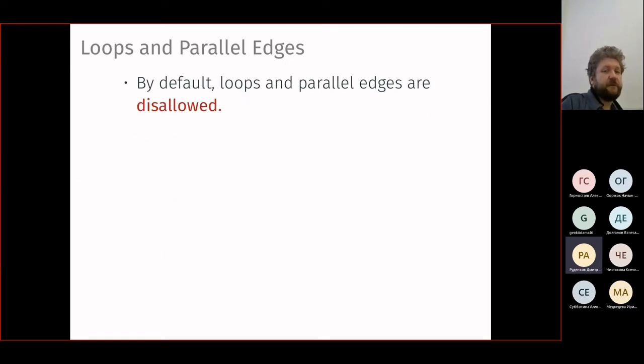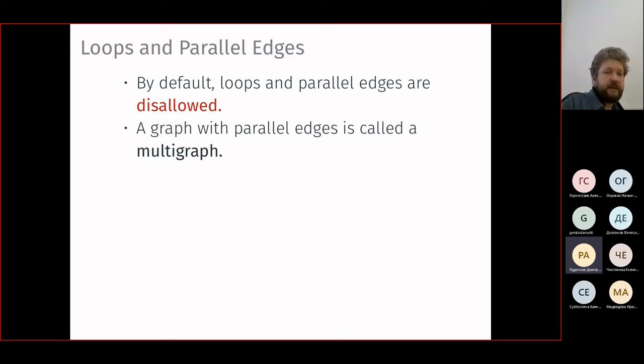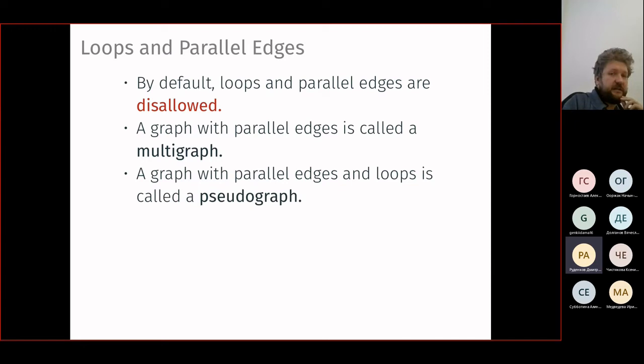And by default, loops and parallel edges are disallowed. If we are talking just about a graph, usually we disallow loops and parallel edges. If they are allowed, then we just specifically say so. A graph with parallel edges is called a multigraph, and a graph with parallel edges and loops is called a pseudograph. I introduced this terminology for you, if you read literature. In Russian, it's absolutely the same, multigraph, pseudograph.